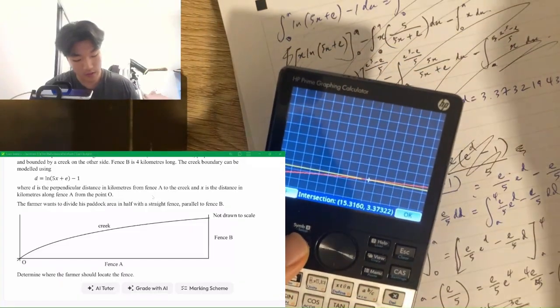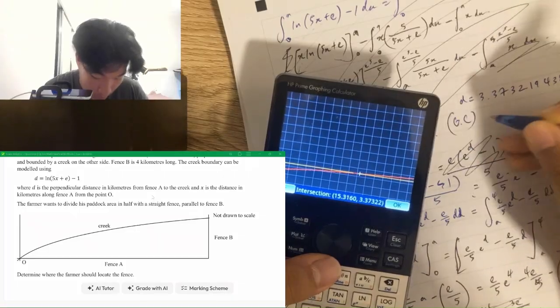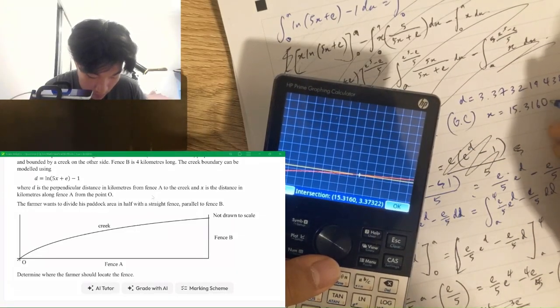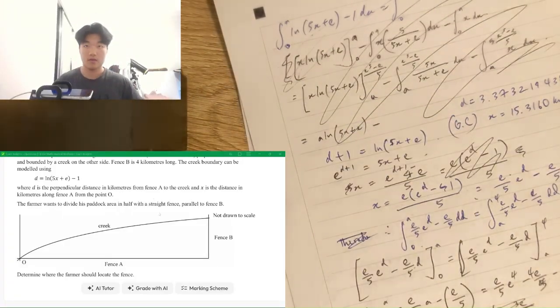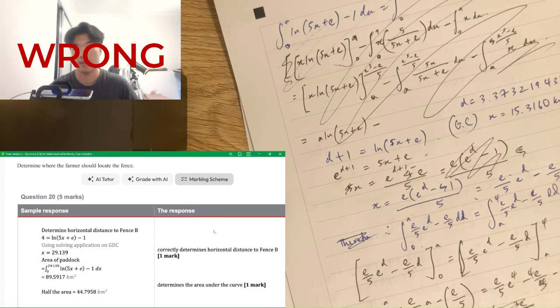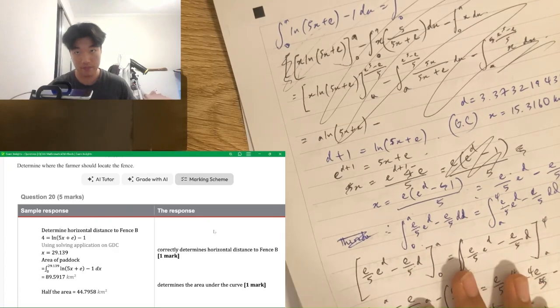We get 15 on the graphics calculator, x equals 15.360. That should be our answer. If it's not, okay. Term the horizontal. We did do that.